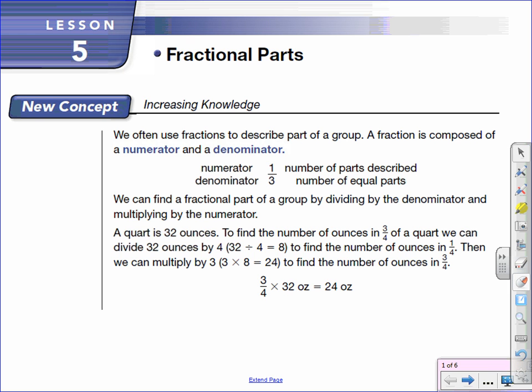In lesson 5, we're talking about fractional parts. So the new concept says, we often use fractions to describe part of a group. A fraction is composed of a numerator and a denominator. The numerator, the top number, talks about the number of parts described. The denominator, the bottom number, talks about the number of total equal parts. We can find a fractional part of a group by dividing by the denominator and multiplying by the numerator.